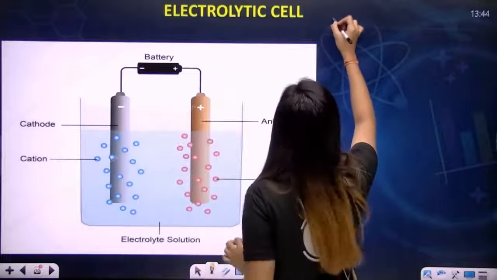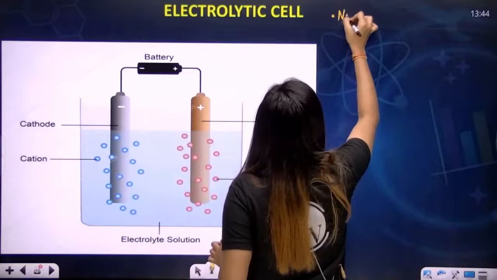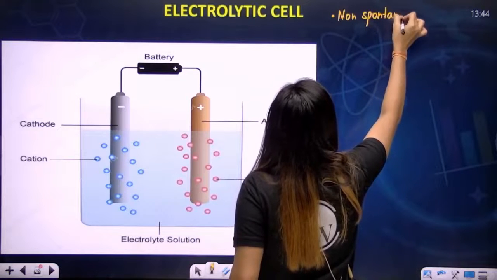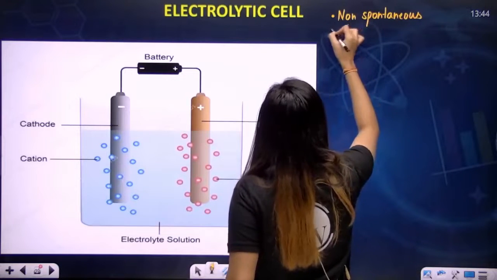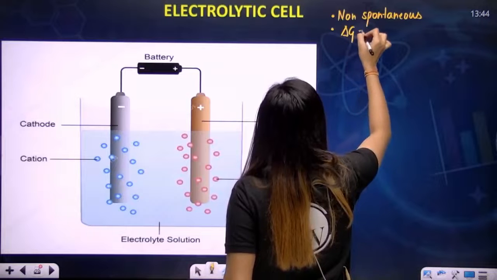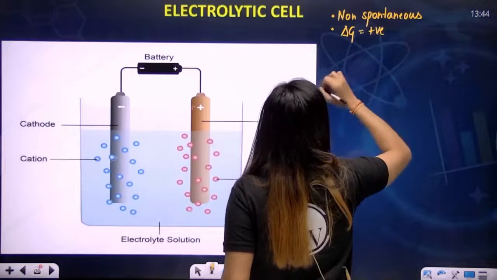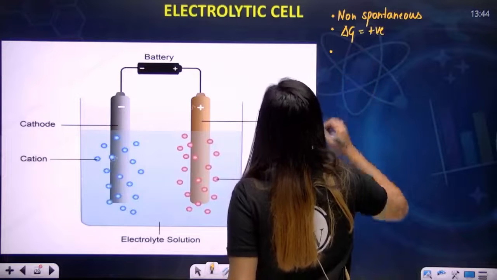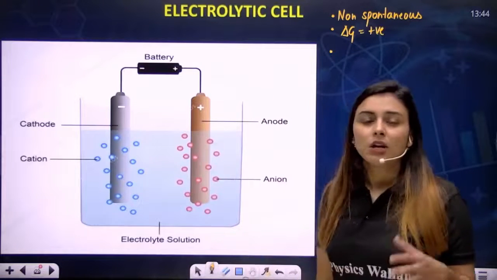I know that in an electrolytic cell, non-spontaneous reactions take place. Second, I know that delta G value, Gibbs free energy change, is a positive value. Third, I know that, what is electrolytic cell?